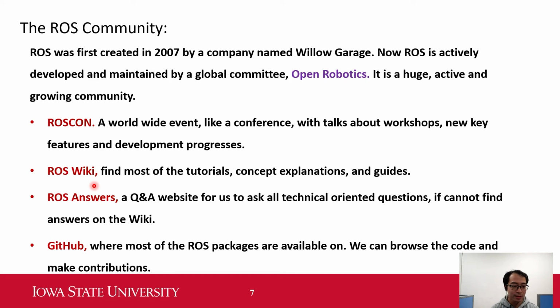And there are three useful websites. ROS Wiki, which is like a Wikipedia for ROS. ROS Answers, where you can ask all kinds of technical questions, and the community will answer those questions for you. And GitHub, where people share their code, and we can also make contributions.